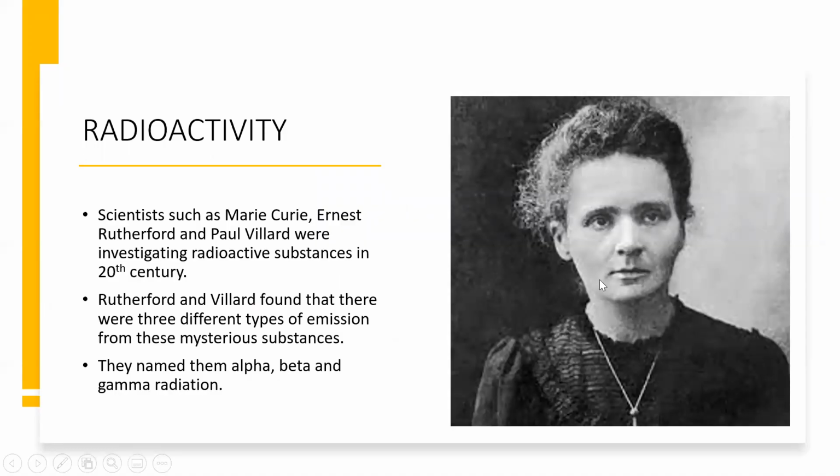This is the picture of Madame Marie Curie. Scientists such as Marie Curie, Ernest Rutherford, and Paul Villard were investigating radioactive substances in the 20th century. Rutherford and Villard found that there were three different types of emissions from these mysterious substances. They named them alpha, beta, and gamma radiation. Fun fact, Madame Marie Curie's body is still emitting harmful radiation, and therefore it is sealed under many concrete layers and it's still radioactive, so you can imagine.